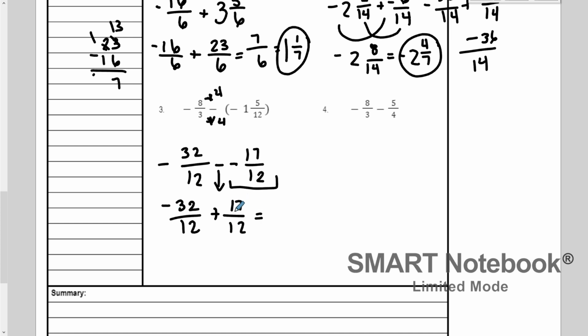Negative 32, positive 17, those are different signs, so we would subtract them. 32 minus 17 would get us 15. 32 is larger, so we keep the sign of the larger one, which is negative 15/12ths. 12 can go into 15 one whole time, and it's negative. And then 15 minus that 12 that we took out to make the 1 would give us 3/12ths. 3 and 12 can both be divided by 3. So last, final step would be 1/4. Divide 3, divide 3.